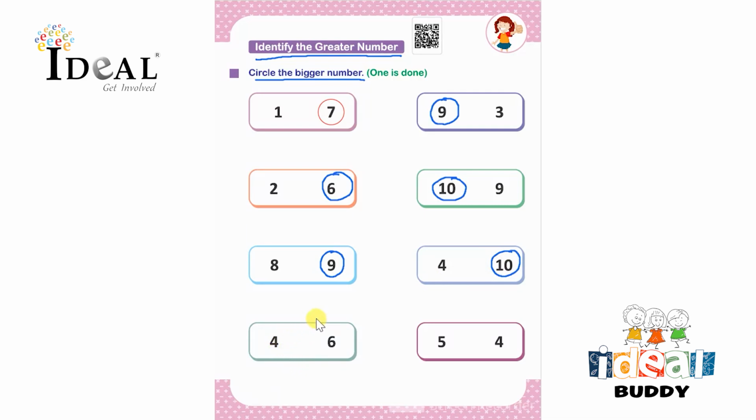Here 4 and 6. So 6 is greater than or bigger as compared to 4. And similarly for the last one it's 5 and 4. So 5 is greater than 4, so they have to encircle 5. So here you can also use certain concrete objects for the child to see and visualize which number is greater and which is smaller.